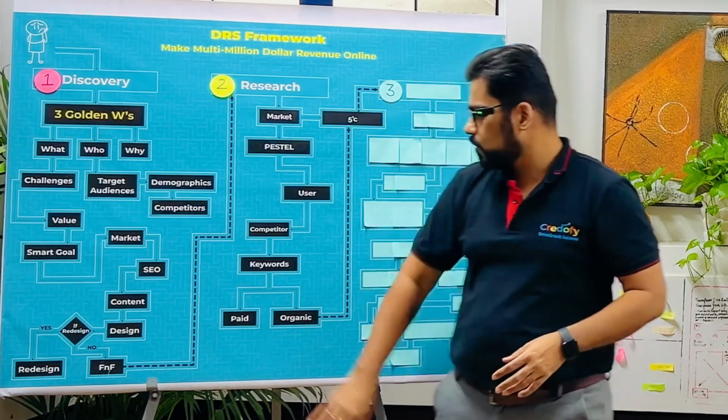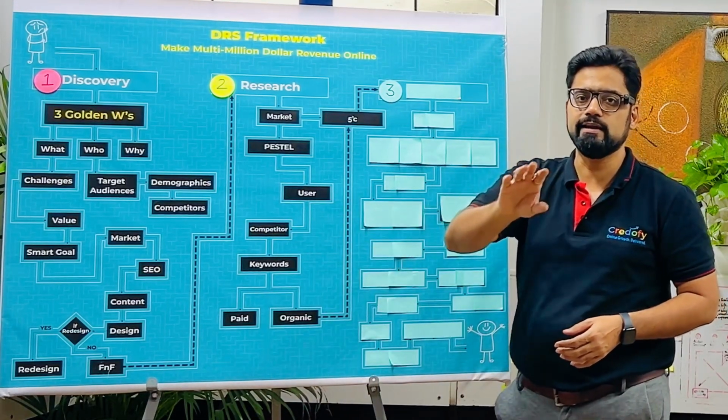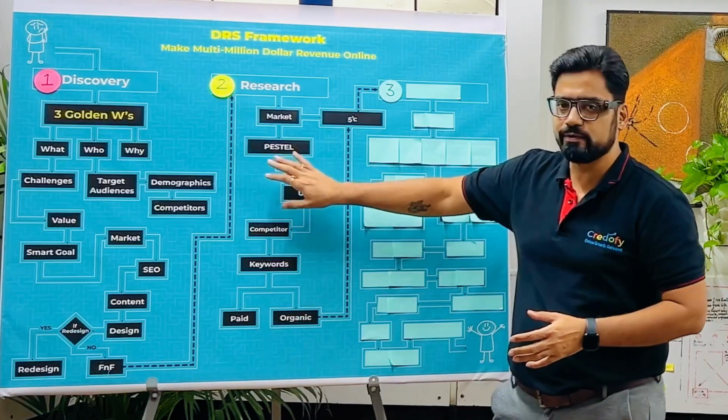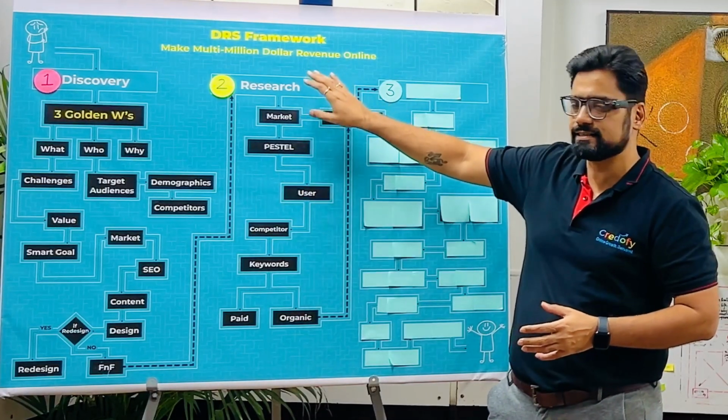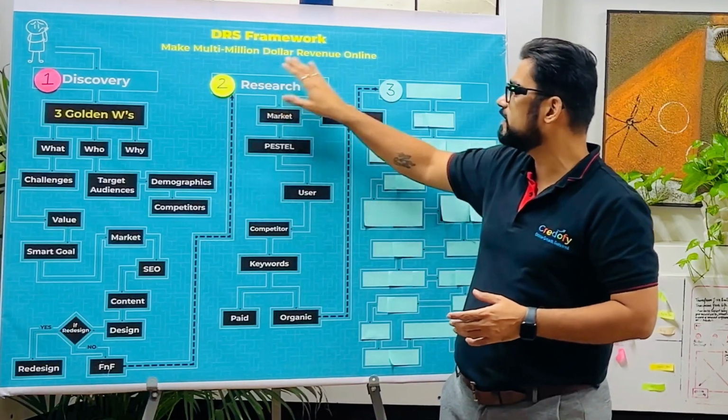So this is part 2 of the competitor research. In the first part, we covered 3 critical areas. And before I tell you exactly what we are doing, you must be wondering what exactly this is. This is the DRS framework, which tells you how you can make multi-million revenue online.